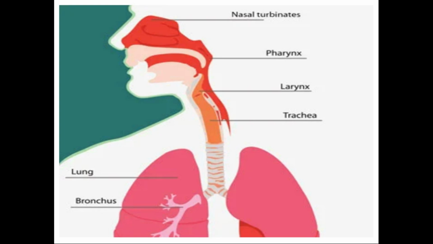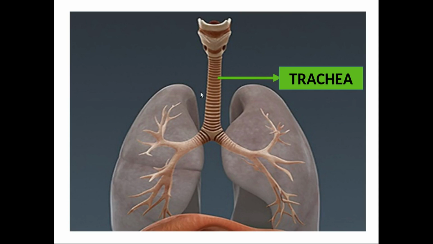Last class we discussed the different parts and functions of the upper respiratory tract. It includes the nasal cavity, pharynx and larynx. Today we are going to discuss the lower respiratory tract.